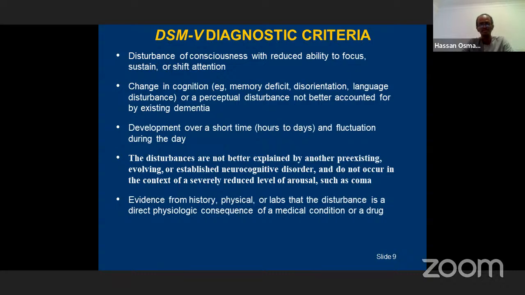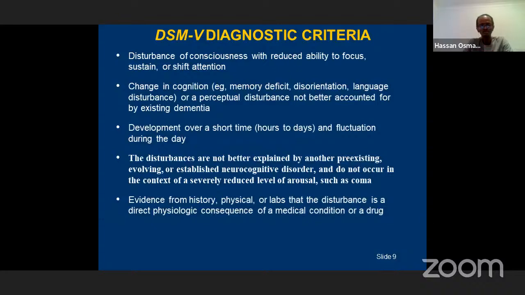The second thing, change in cognition. You might see some kind of memory problem, disorientation to time, to place, to people. And the third one, and that's very, very important to make the diagnosis of delirium, it developed over a short period of time. And by that we mean hours to days. I'll skip this one, I'll go to the last one.